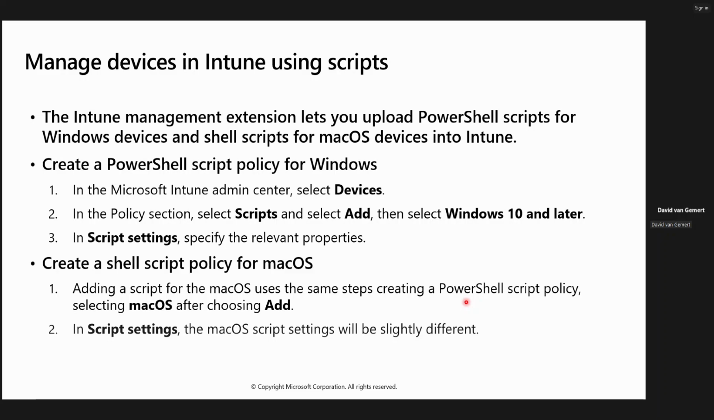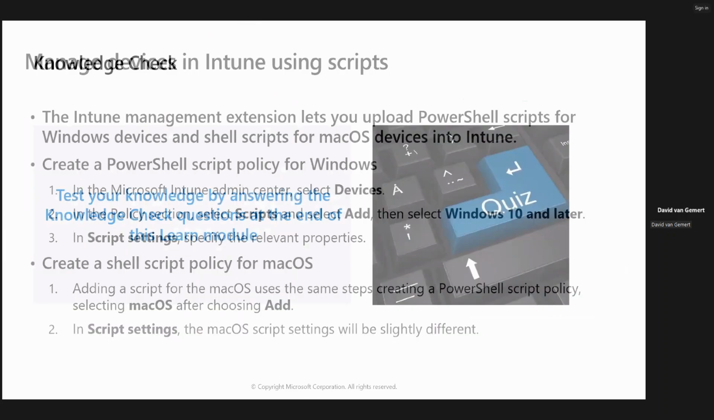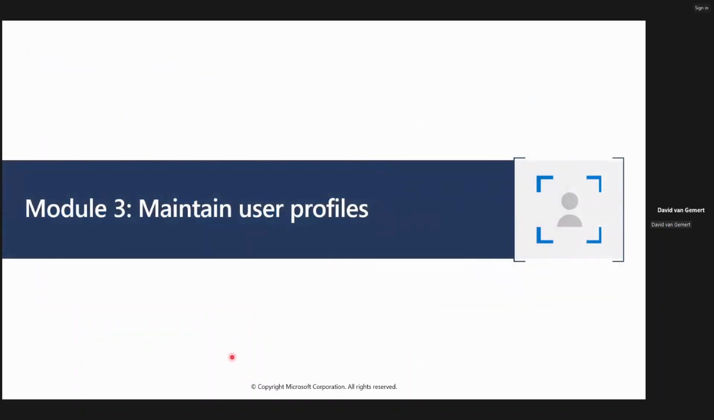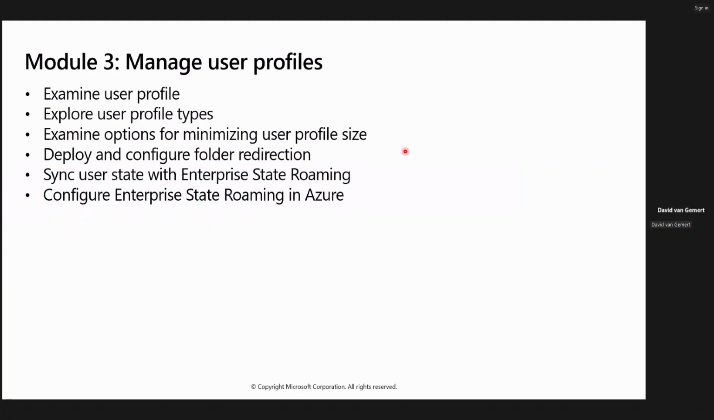All right, folks. So that is my configuration profiles and using scripts. The final lesson, as I mentioned earlier on, is just about our user profiles. So nothing new over here. You guys are probably familiar with this from previous versions of Windows. We'll talk about the user profile. We'll look at exploring our user profile types, examining options for minimizing user profile size, configuring folder redirection, syncing user state with enterprise state roaming, and configuring enterprise state roaming in Azure. So obviously this year the enterprise state roaming side of things will be a bit new, but all the rest of this we've had since Windows 2000. Okay, so there's nothing new over here.